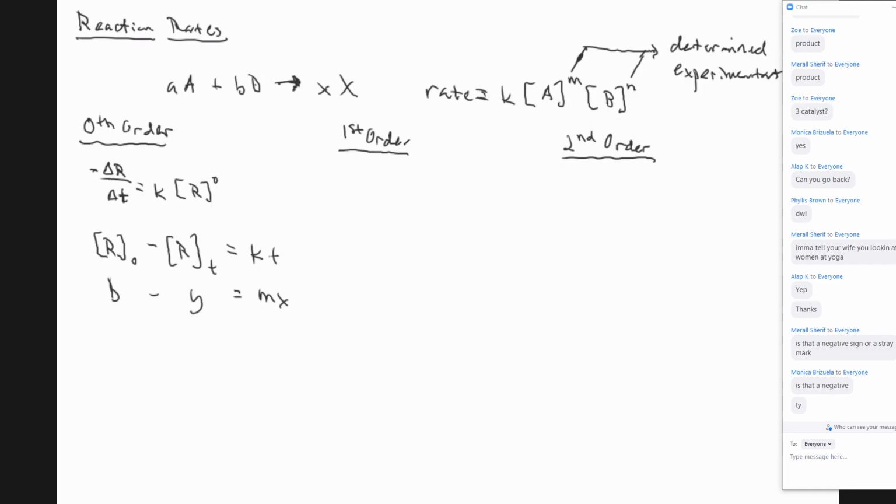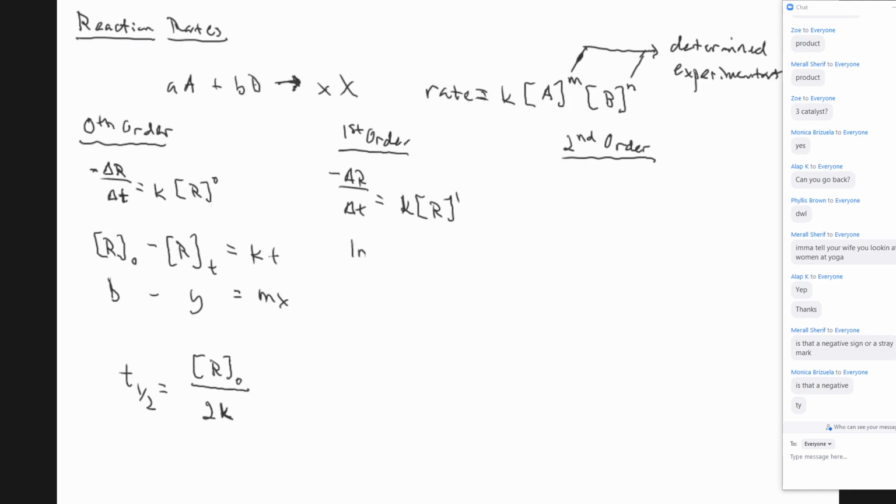Your half-life for your zeroth order reaction is equal to the initial concentration of your reactants divided by 2k. For the first order, the negative change of R over delta t is now going to depend on one of the reactants in your system. And that changes the math slightly.